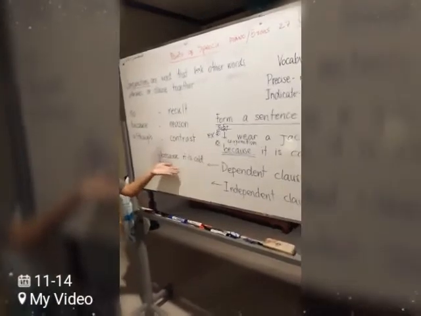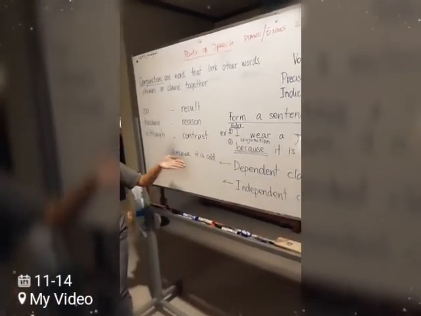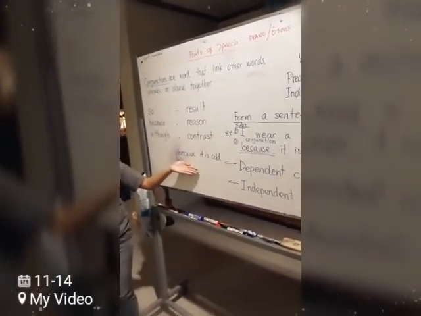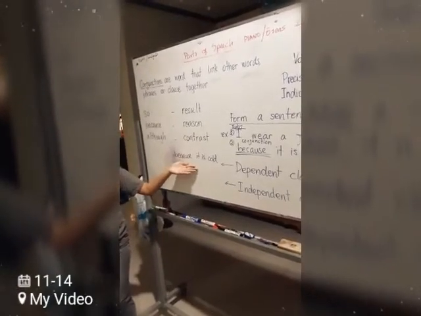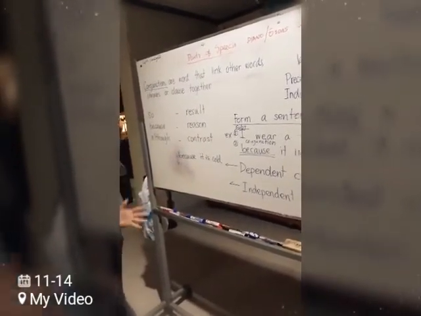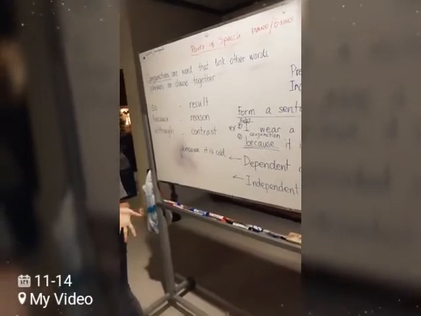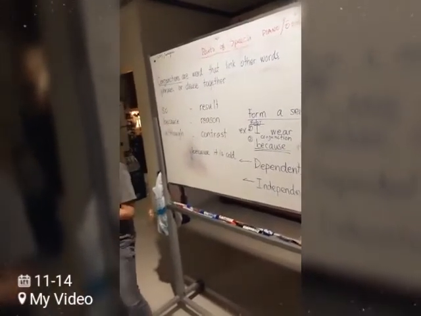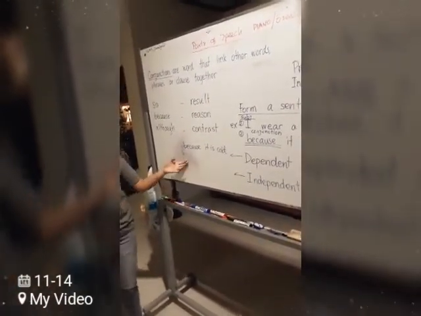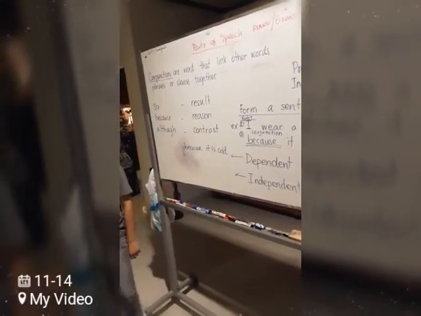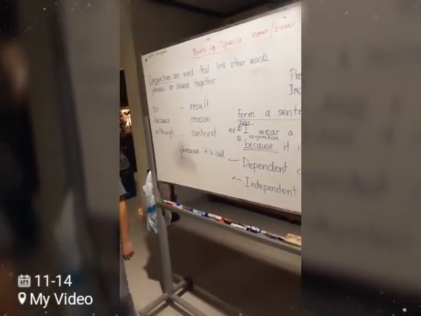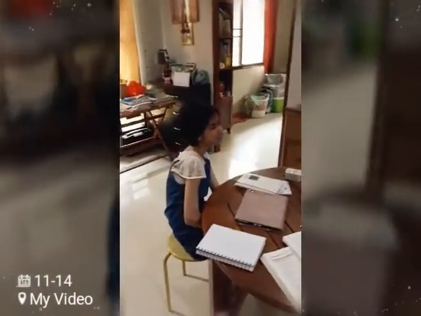How can you say that because it is cold is our dependent clause? Because there's no subject in this phrase. It doesn't make sense, because it is cold. So we don't understand what it means, yes? Okay. So what is our independent clause in the sentence? I wear a jacket. Very good.